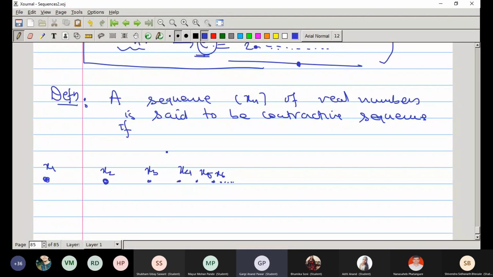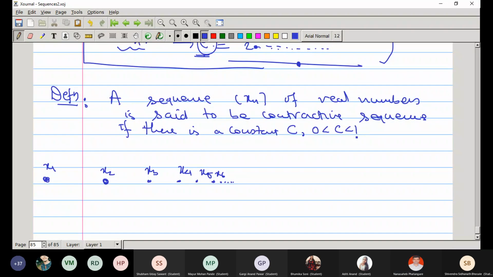The terms are getting close. Right. So if you go further, terms become closer and closer. So terms are contracting. The distance is contracting. So if there is a constant c, c is between 0 and 1, then that means c is a fraction, a fraction less than 1.